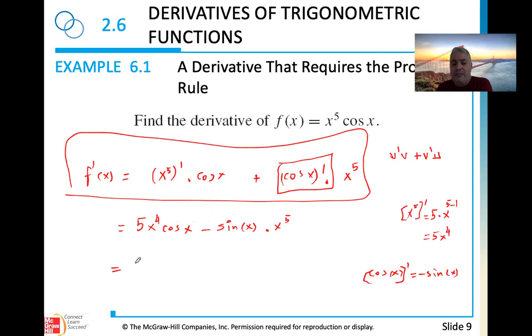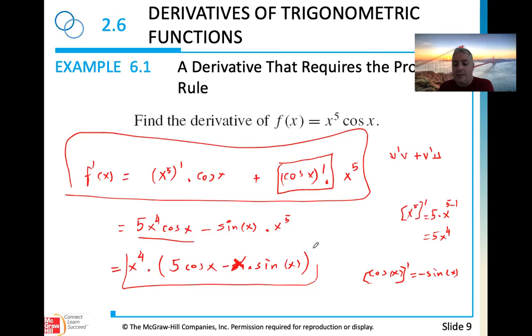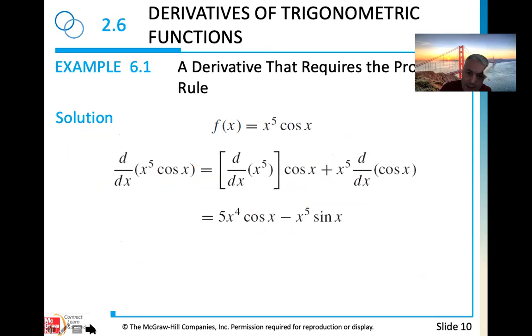If you wish, you can factor out x to the 4, but there is no need. So 5 times cosine x, x to the 4, 5x to the 4 cosine of x, here minus, minus, so x to the 4 and x to the 5 times sine of x. This is the answer, or final result, of the question. Okay, now let's go to another example.